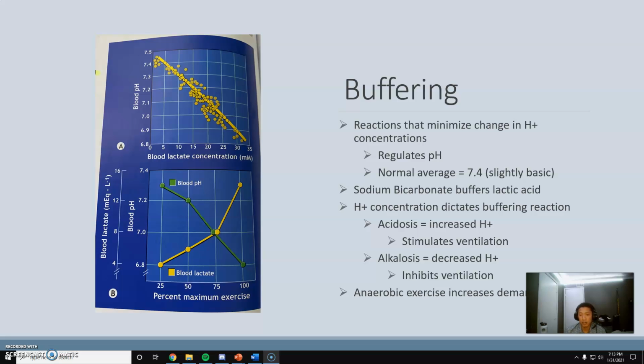Buffering reactions are dictated by hydrogen concentration, so in either case of acidosis or alkalosis. In acidosis, we're going to have increased levels of hydrogen concentration, so that stimulates our body to increase ventilation to remove excess carbon dioxide. But in alkalosis, we're going to be a little bit more basic in our body. We're going to have decreased hydrogen concentrations, so we're going to have to inhibit ventilation to retain our carbon dioxide to increase our acidity. As exercise intensity increases, though, the demand for buffering also increases, making it harder to regulate our pH levels.